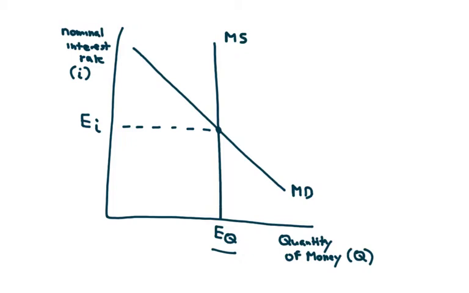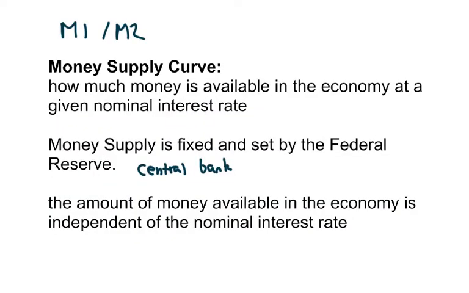It is a vertical curve. The nominal interest rate will not influence it. It's just one set amount, and the only way you can move it is if the money supply curve shifts, and the only one who can do that is the Federal Reserve taking an action that would cause it to shift. So that's money supply.